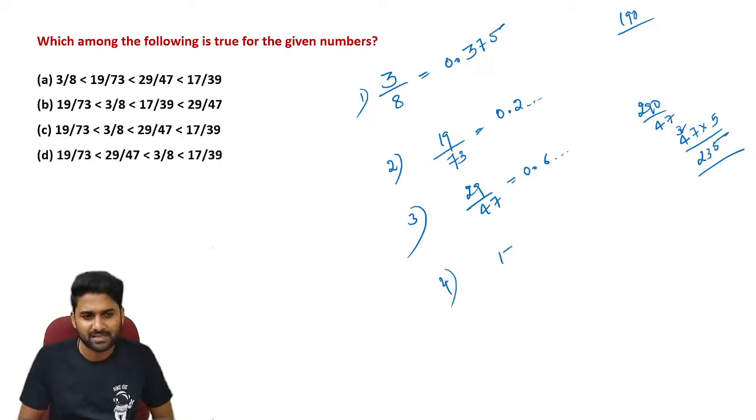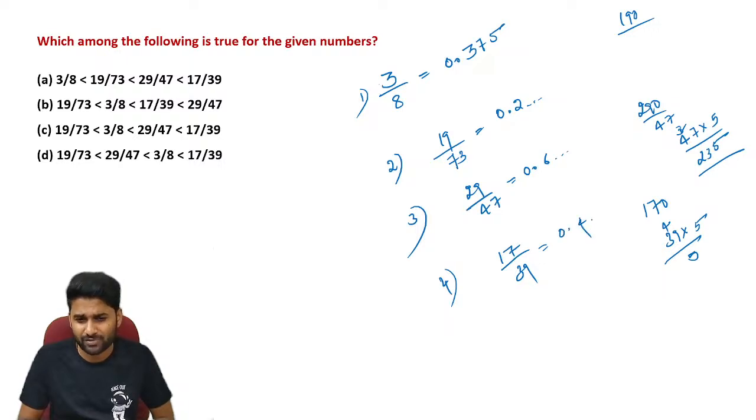Fourth one. 17 by 39. So 170. 39. So let's go for 5 times. 9 into 5, 45. 5 into 3, it exceeds the value, right? 5 into 3, 15 plus 4, 19 something. See, definitely it is 0.4 something.